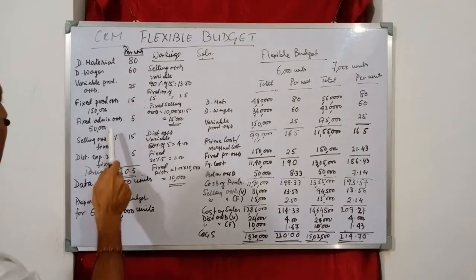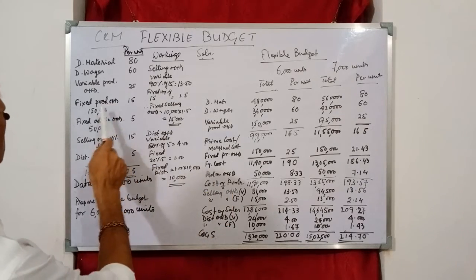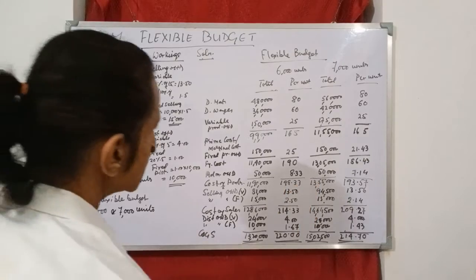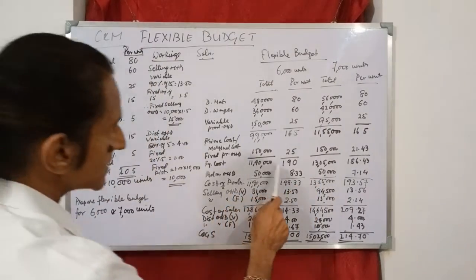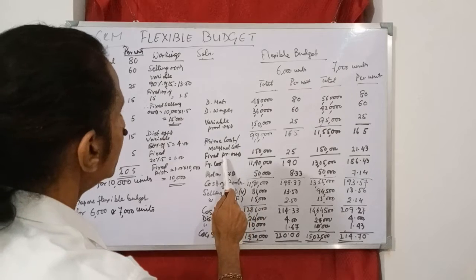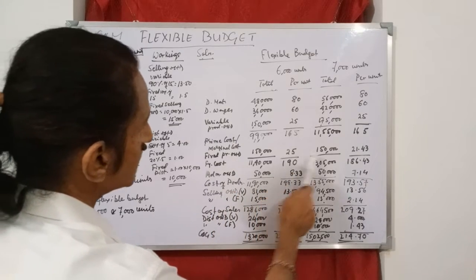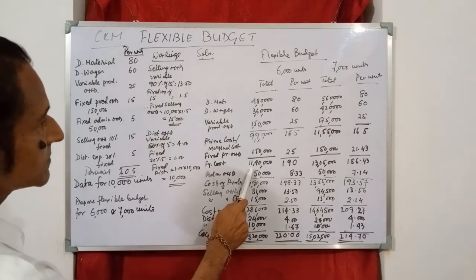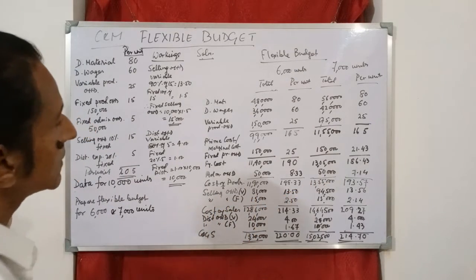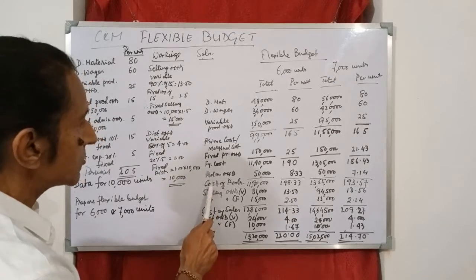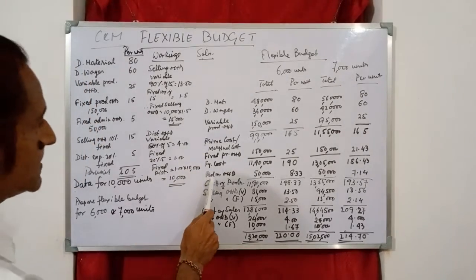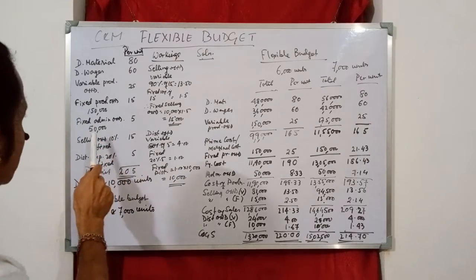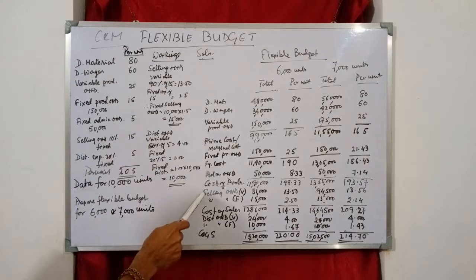Then we have added the fixed production overhead, that is 150,000 given for both level of activities. And as a result, the per unit fixed production overhead has fallen from 25 to 21.43. So we have found out the factory cost. Now we have added the administrative overhead to find out the cost of production. What is the administrative overhead? It is given fixed administrative overhead as 50,000. So we have added 50,000.